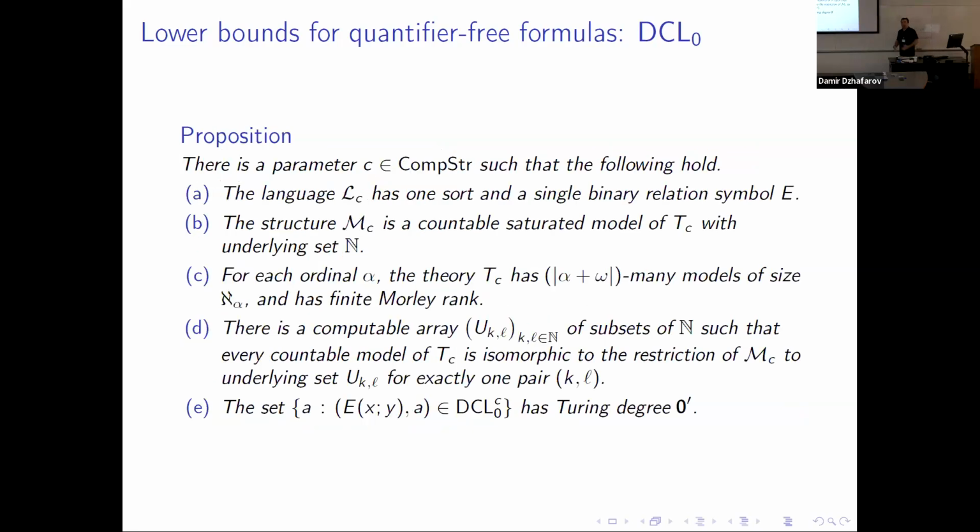Okay. Now, for definable closure, we have something similar, but the proof is significantly more in depth, so I'm not going to actually go through the details of it. The language itself is very simple. It has one sort and a single binary relation. The structure is a countably saturated model of the theory of the structure. You also have the property that for all ordinals alpha, there are the cardinality of alpha plus omega many models of size aleph sub alpha, and they all have finite Morley rank.